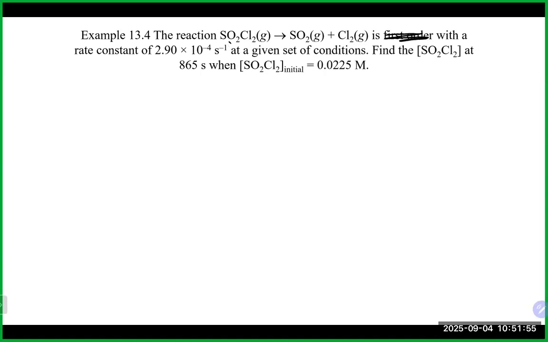But once again, we can definitely figure out what order we're dealing with based on the units of the rate constant, which again are reciprocal seconds. So again, that should definitely point you in the first order direction. So again, we'll go with our formula here for first order.